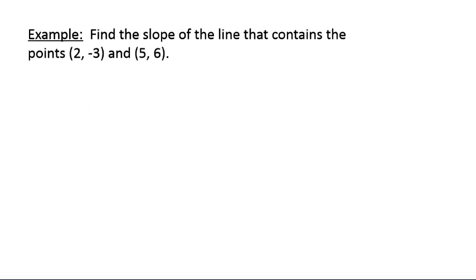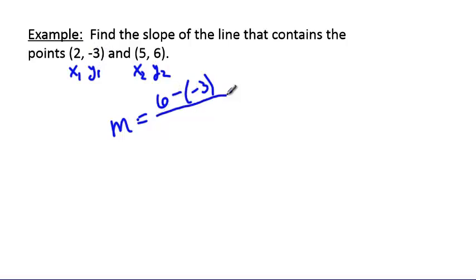So for example, let's find the slope of the line that contains the points (2, -3) and (5, 6). If I label this first point as x1 and y1, and the second point as x2 and y2, then I can use the slope formula, which remember is y2 minus y1 on top. So y2 is 6 as we've labeled it, minus y1, which is -3. Now notice that since the y value is already negative and the formula has a minus, I have two minus signs there. Be careful of that. Then it's x2, which is 5, minus x1, which is 2.